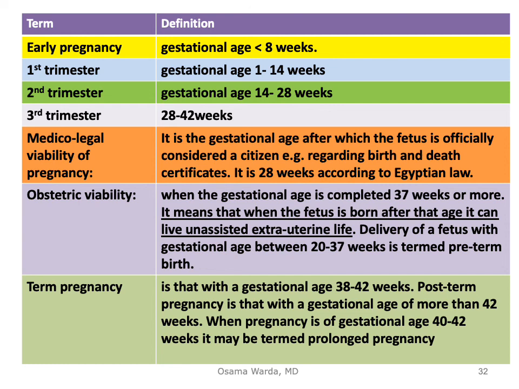Obstetric viability is 37 weeks, the beginning of term. It means that when the fetus is born after that date or that gestational age, it can live unassisted extrauterine life. Term pregnancy is that with gestational age 38 to 42 weeks.